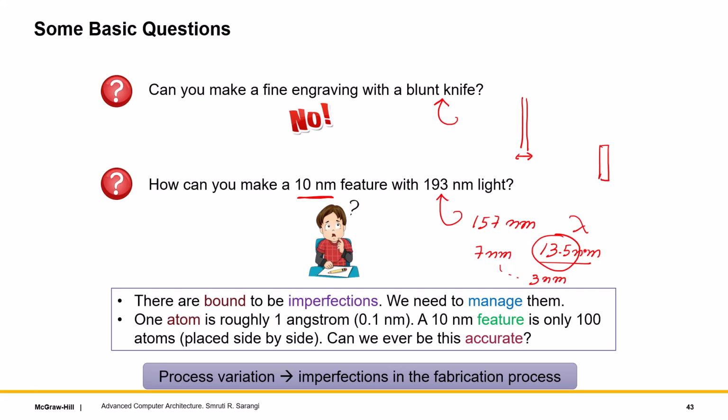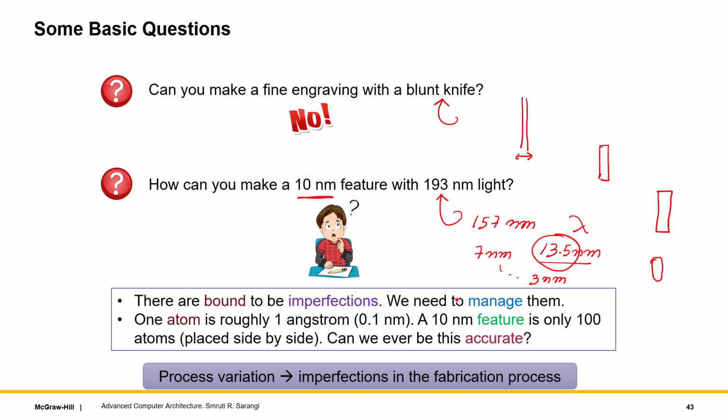In all cases, we are using light whose wavelength is much, much more, 4 times, 5 times, 10 times more than the size of the feature that we want to create. Hence, there will be imperfections because light cannot accurately, let's say we want to draw a rectangle on silicon, that's not going to happen. What's going to happen is that the corners will get rounded. What you'll have is something like this.